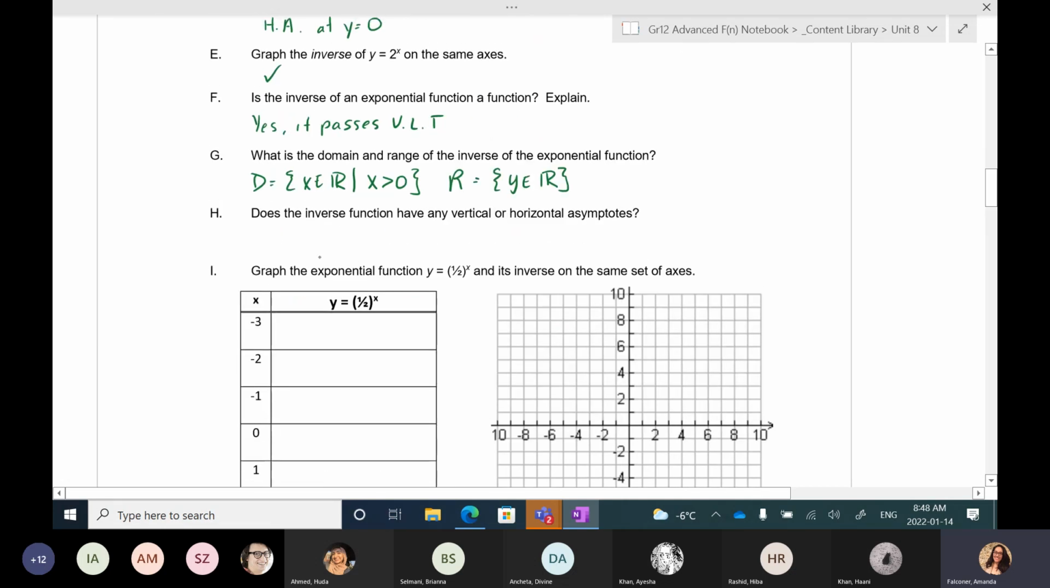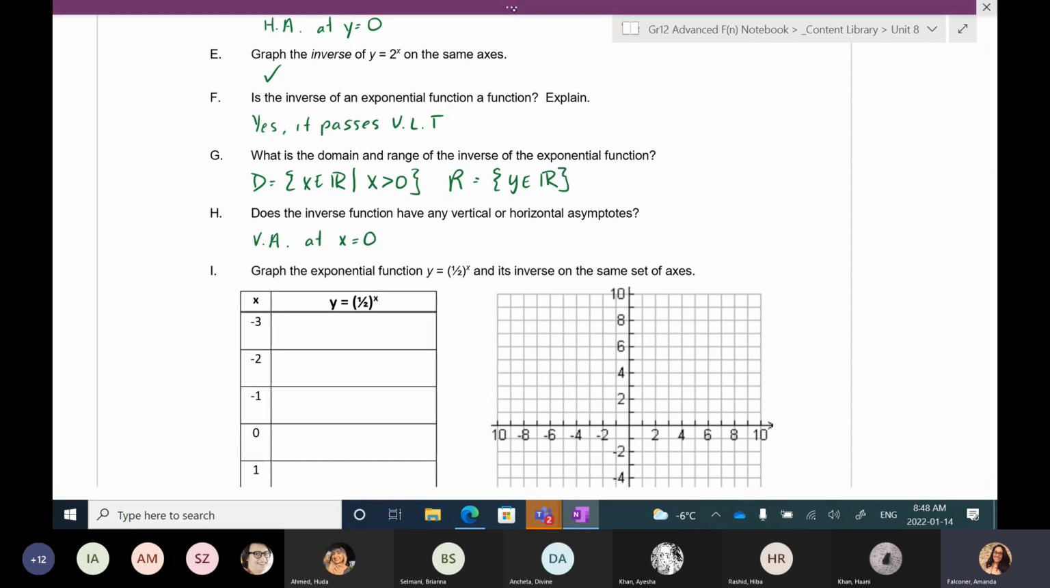Does the inverse function have any vertical or horizontal asymptote? So this means that there's a vertical asymptote at x equals 0. That pattern of switching the range and domain and the asymptote is our pattern for the relationship between the exponential function and its inverse.